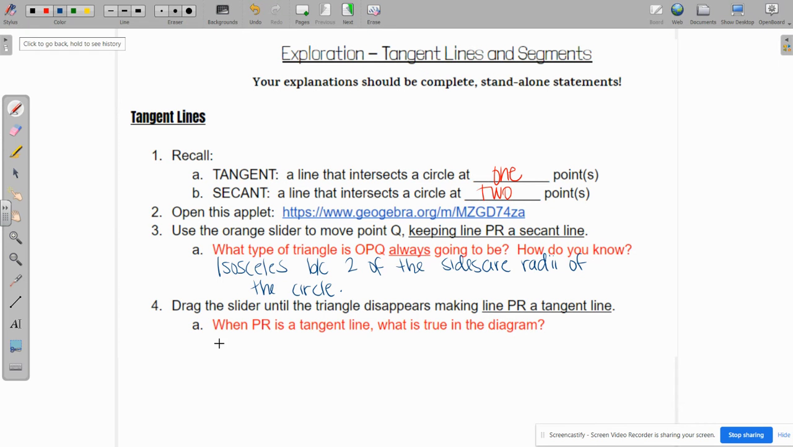So we would say PR is perpendicular to the radius of the circle. And this is actually going to be true of all tangents. No matter what, when you have a circle and you have a line that is tangent, so it intersects at one point, it's always going to be perpendicular to a radius of the circle. So this would be a 90-degree angle if this was the radius. So that's always going to be true.